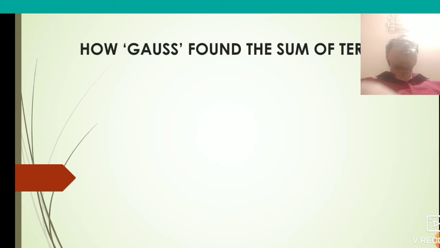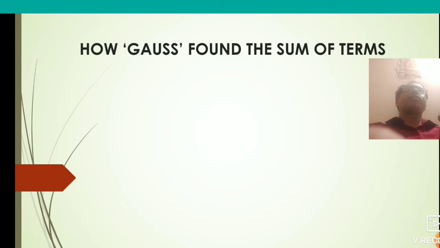To find these types of sums, a scientist Gauss found a formula. Actually, he found this formula at the age of 10 years only. That's why he became a mathematician, scientist. So now, regarding this situation, I want to tell you a story.